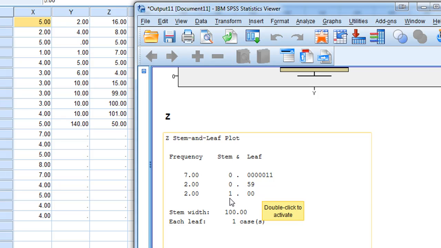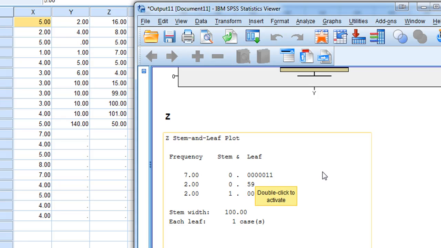And finally, for the last one, again, this is not 10, 10. Now we have our hundreds position here. So this is 100, then 101. So as before, all we know is that we're starting off with that 1. We don't know what the other numbers are until we actually look at the data. So there's the stem and leaf plot for Z.